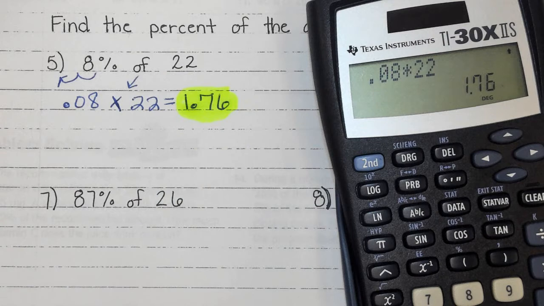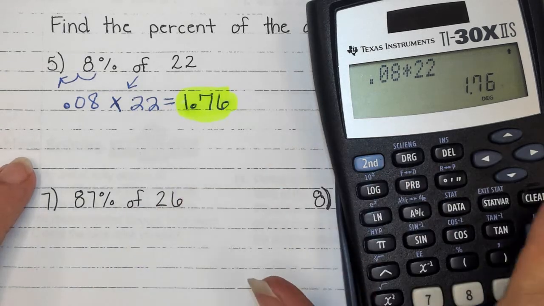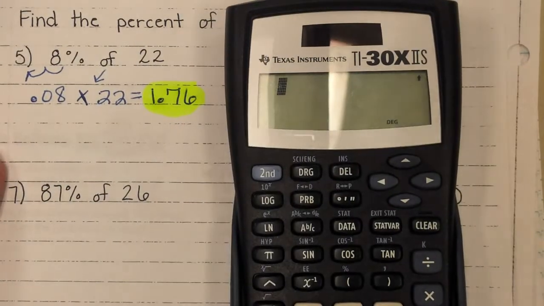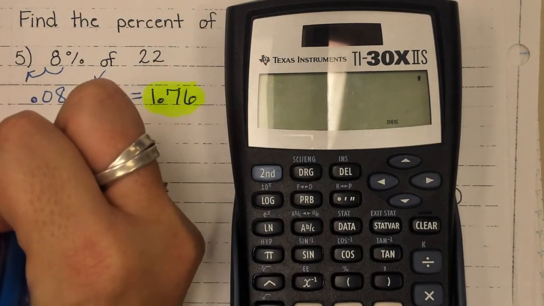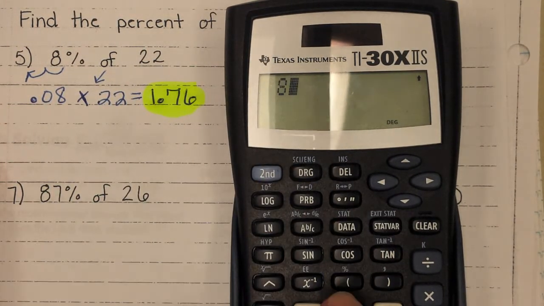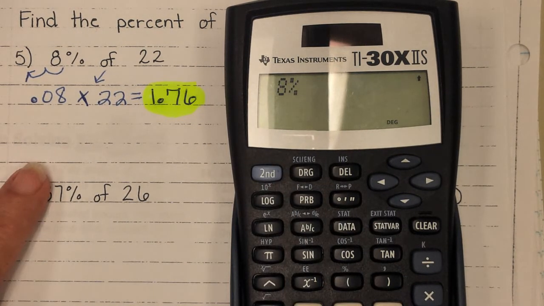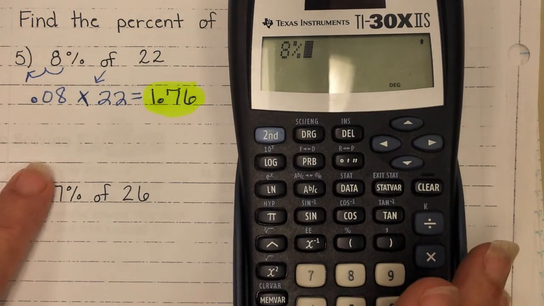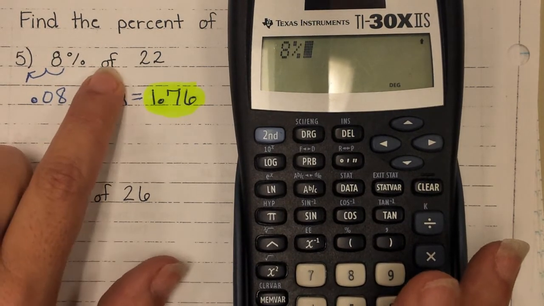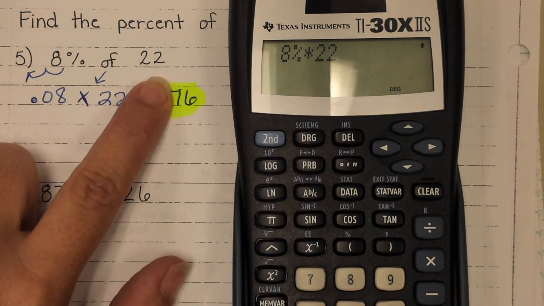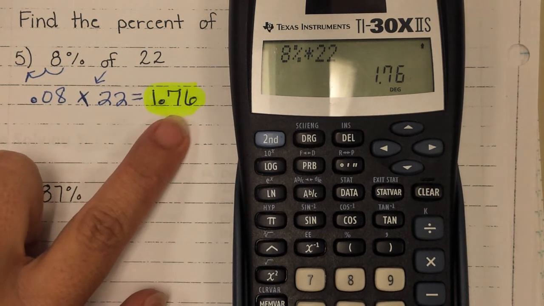Okay? Now, the other way to do it is to use your calculator percent key. It's kind of up to you on either way. I'm going to try to show both. Maybe that'll help. You would hit 8. I have to hit the second key and the percent sign. Okay. Then I would hit of means multiply. 22 equals, and I get the same answer.